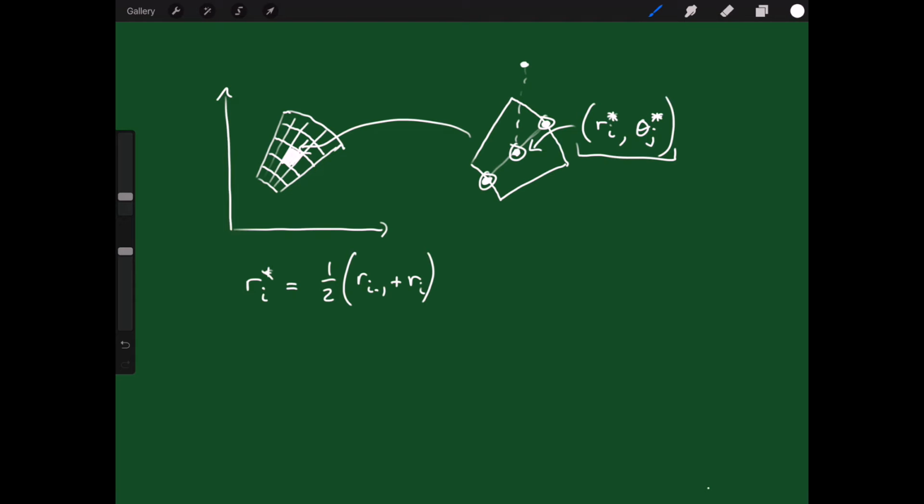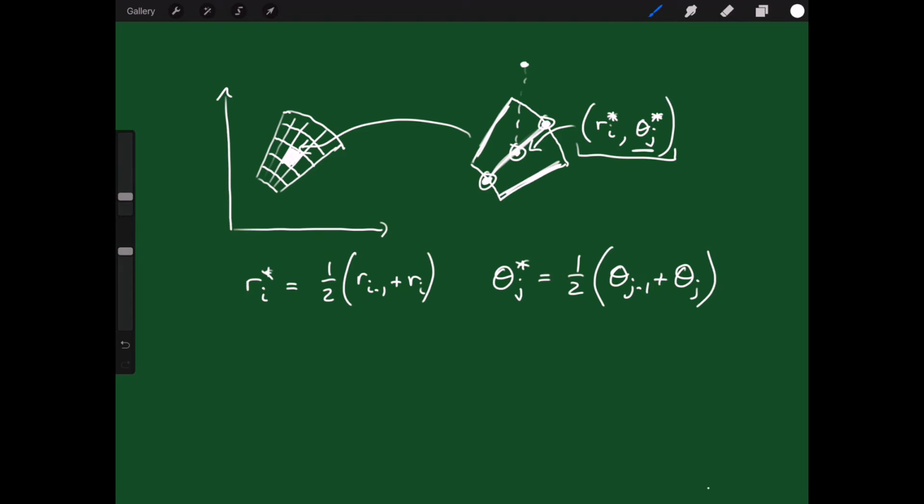Okay, similar for my theta sub j star, I'm going to just average this theta value and this theta value to get me this middle theta value, which I'm going to call my theta sub j star. So theta sub j star is just going to be 1/2 of theta sub j minus 1 plus theta sub j. So just take the average.